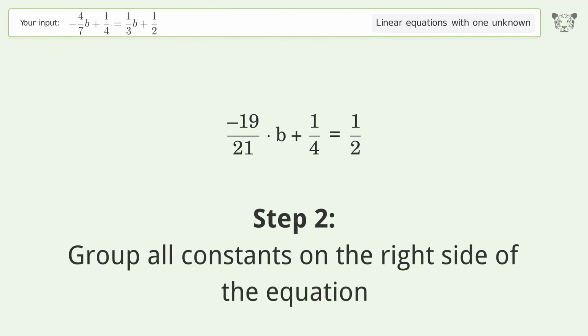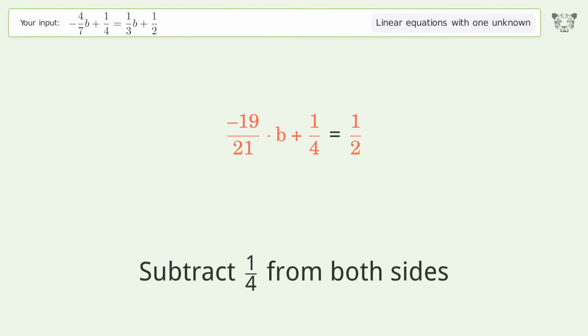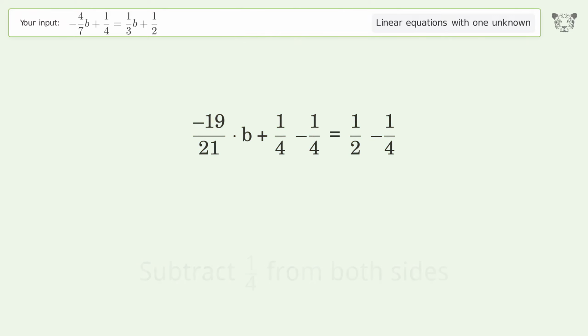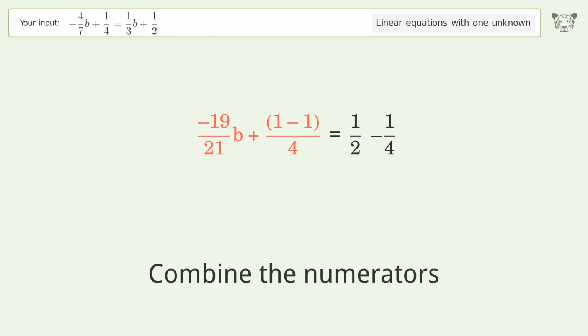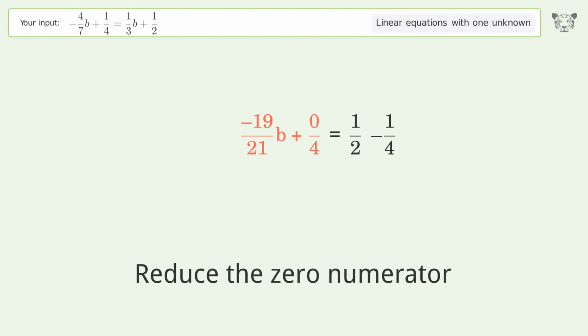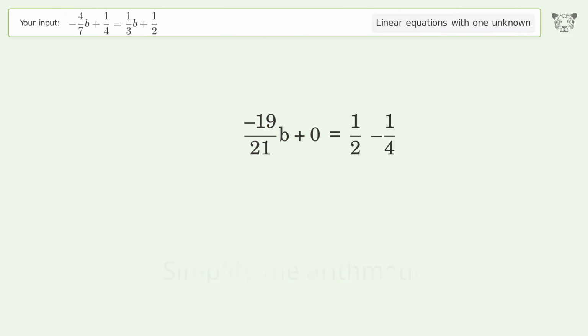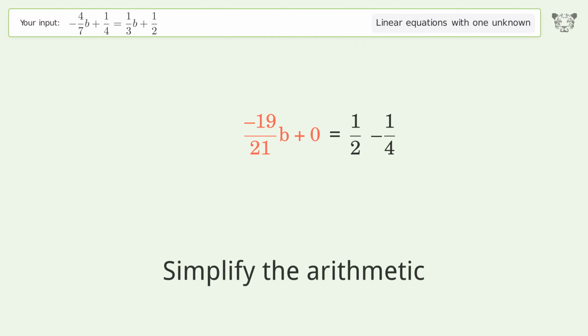Group all constants on the right side of the equation. Subtract 1/4 from both sides. Combine the fractions. Combine the numerators. Reduce the zero numerator. Simplify the arithmetic.